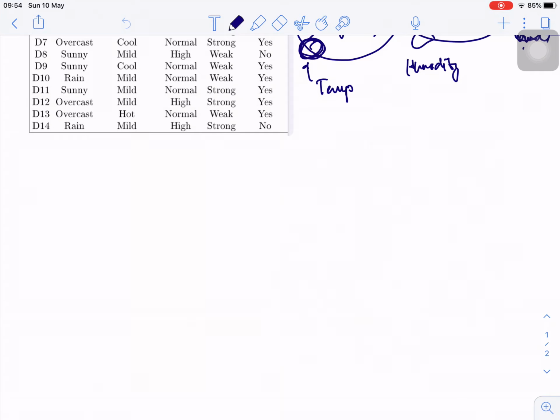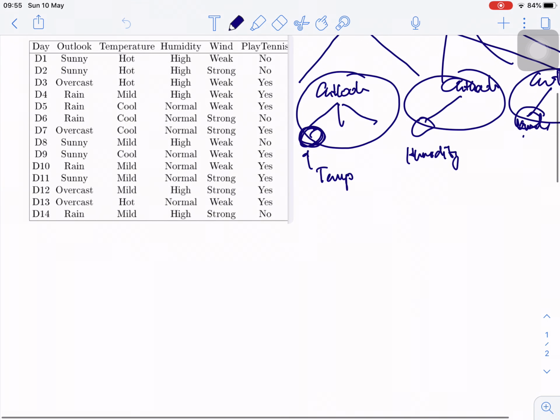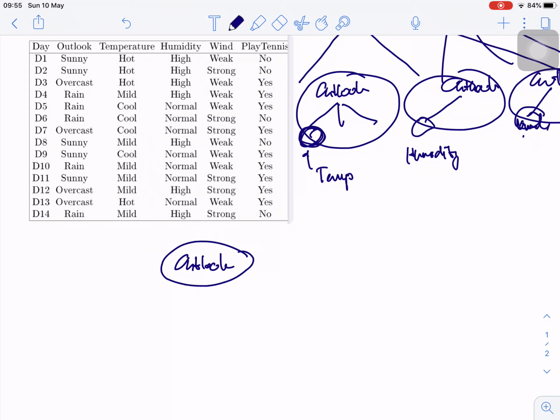About the measurement, right? We need some measurement to evaluate the power of the attributes that can divide the example. Let's take a look at some example here. If you use Outlook to classify example as the root node, in Outlook attribute, you have three values, that is the sunny, overcast, and rain.